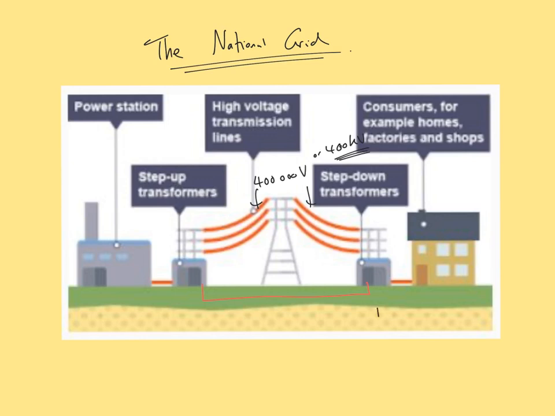It's down to 11,000 at the step-down transformer. And there's a reason why it drops from the 400,000 to the 11,000 by the time it reaches the transformers along some parts of the system. And then that changes it down and it turns it into 230 volts for a domestic user.